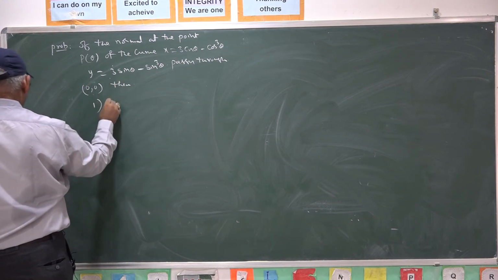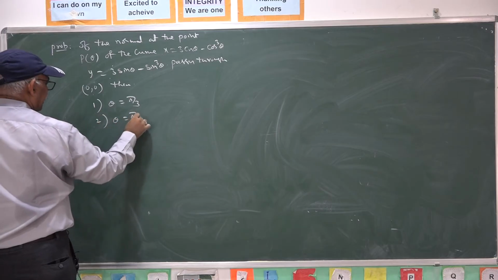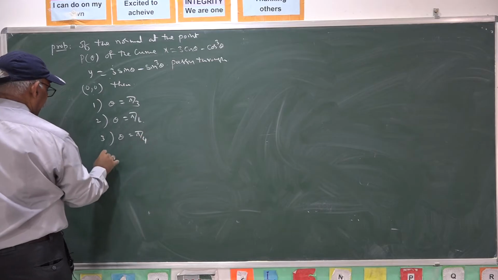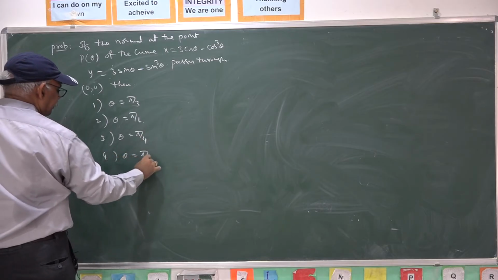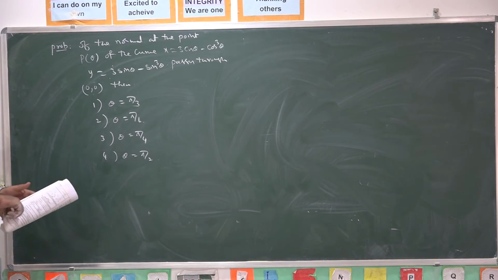Then the options are theta equal to pi by 3. You have to calculate theta here. Theta equal to pi by 4 and theta equal to pi by 2. If the normal at the point p theta of the curve x equal to 3 cos theta minus cos cube theta, y equal to 3 sin theta minus sin cube theta passes through origin, then theta equal to.